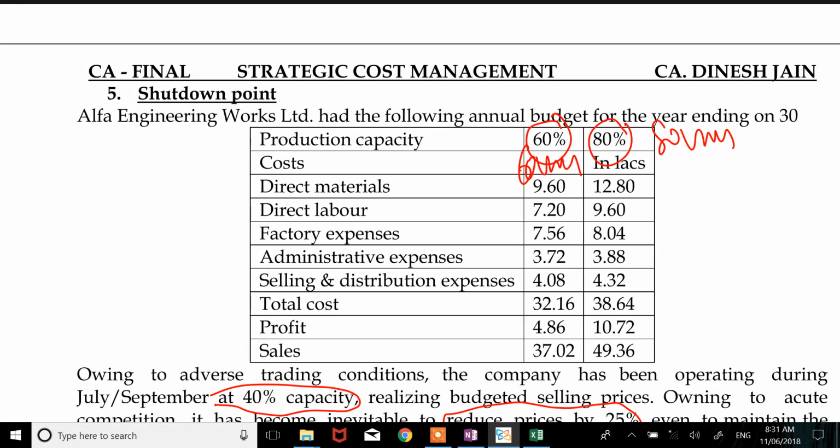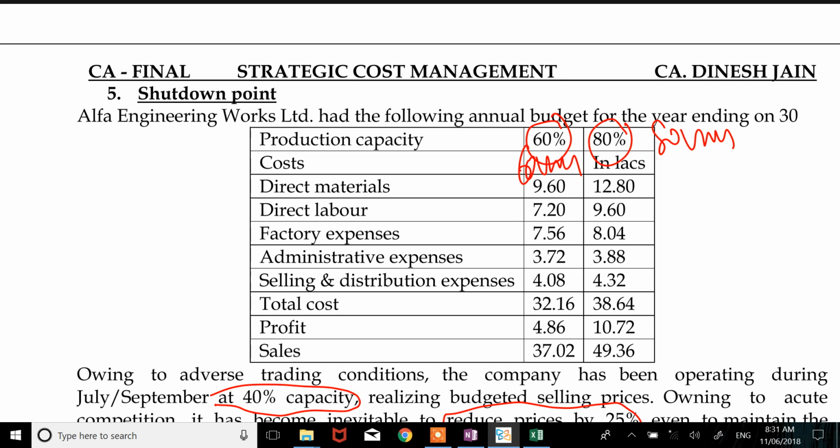Can you tell me 9,60,000 divided by 60 and 12,80,000 divided by 80 is how much? Basically 16,000. Now listen. If the per unit remains same, it's a variable cost. If the overall amount remains same, then it is a fixed cost. If neither of them remains same, it's a semi-variable cost.